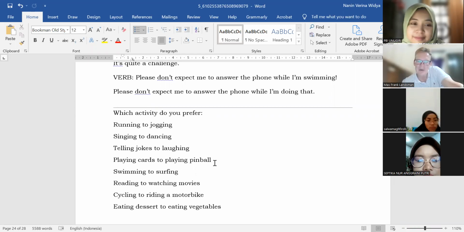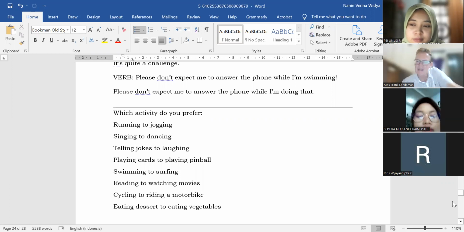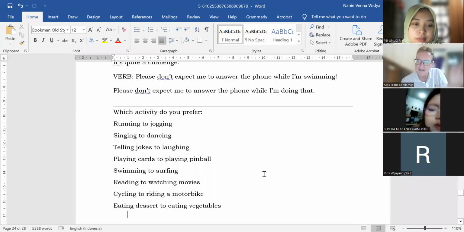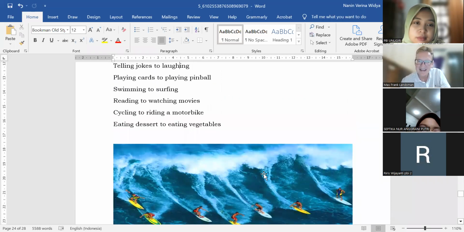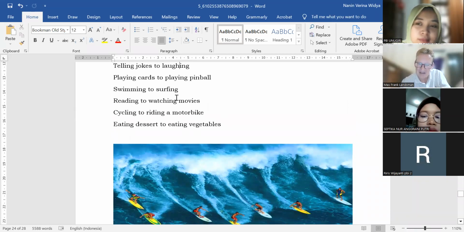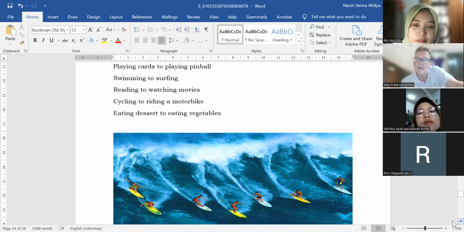More active sport, athletic sport, swimming to surfing. Yeah, surfing is very difficult. Not everybody can do it. You have to have a great sense of balance. Yeah, kalau keseimbangannya nggak beres, yeah, here's the photo. Very good. If you see these people, they have to stand on a surfing board, and it's difficult to keep your balance, especially if you're chased by a wave. Yeah, it can be risky. So most people prefer swimming to surfing.